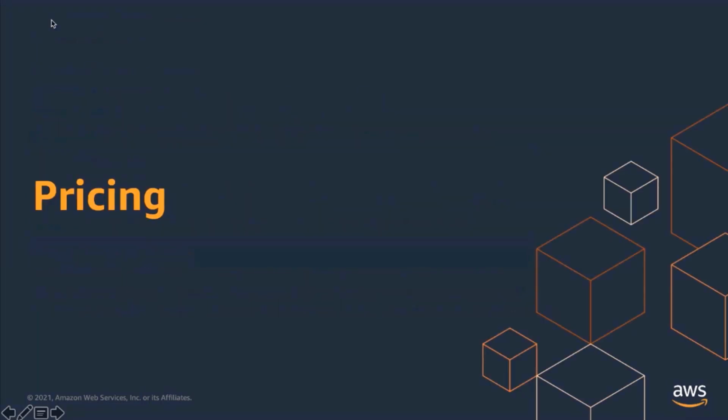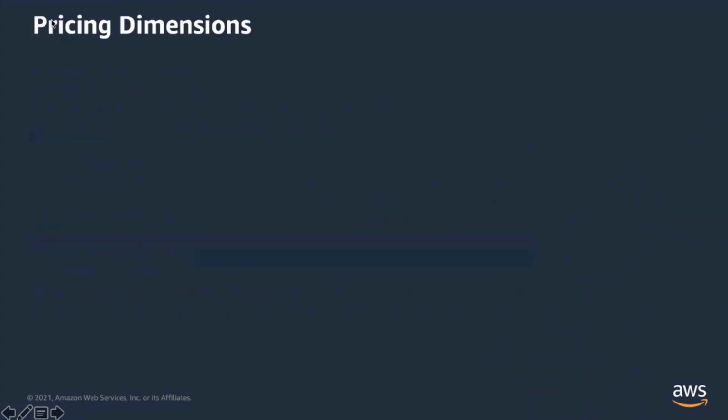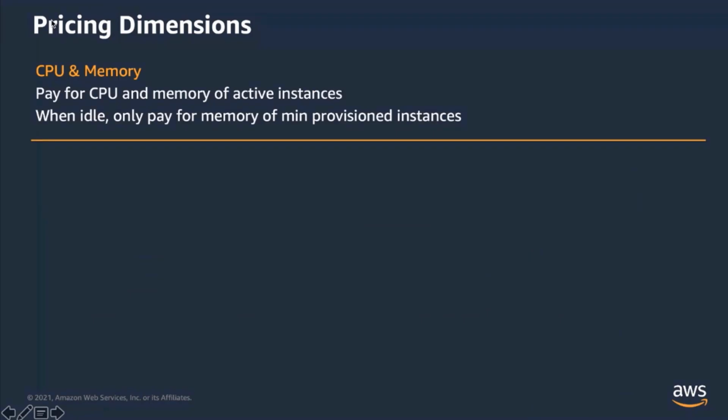And finally, pricing. So let's see how all of these features are priced. We have a couple of different dimensions for pricing. The first dimension here is the CPU and memory of your application instances. And the way this works is as long as your instances are active and actually processing requests, you pay for the CPU and memory associated with those instances. But when your service is idle, you only pay for the memory of any minimum provisioned instances you may have. And we'll walk through an example here to understand the CPU memory pricing in a bit.